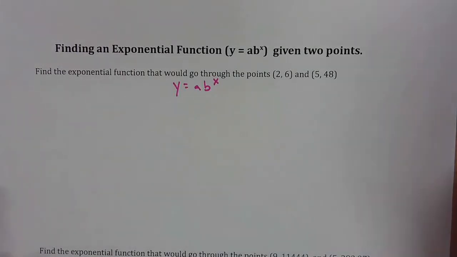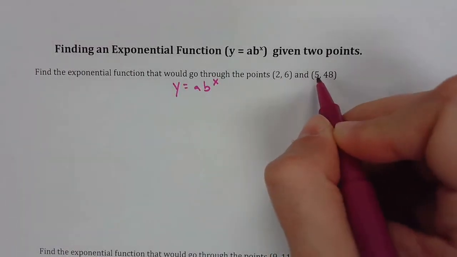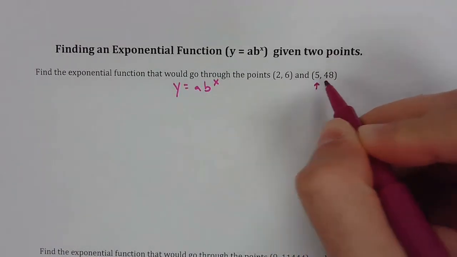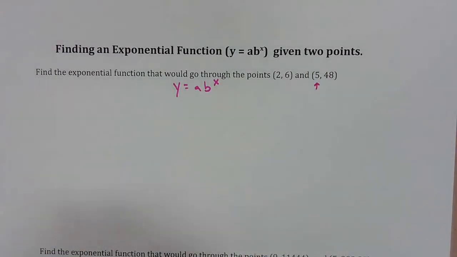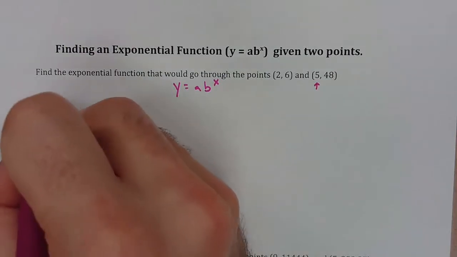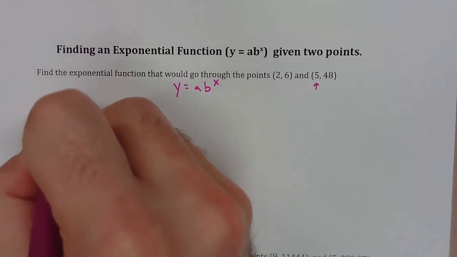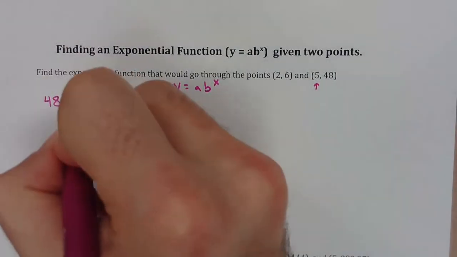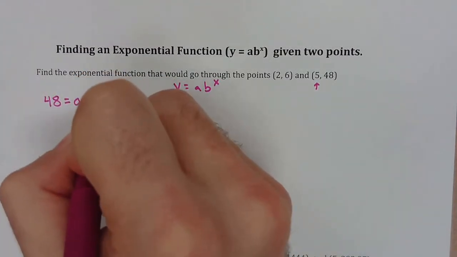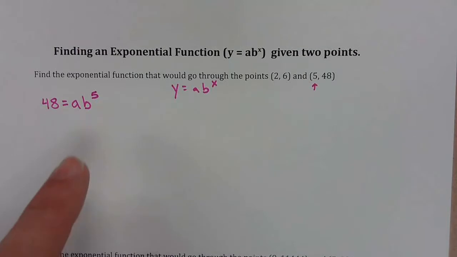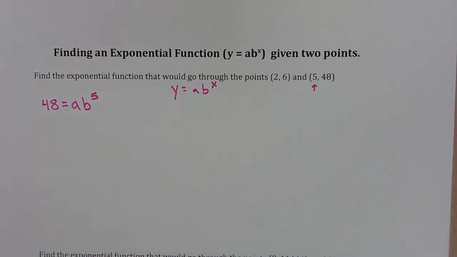The one thing I suggest doing that makes this possible is looking at the x values. Whichever x value is higher, we're going to start with that one first. So we're going to take this and write a generic formula. So y is 48, so we're going to say 48 equals ab to the power of 5. We don't know a and b. We only know the y and the x.